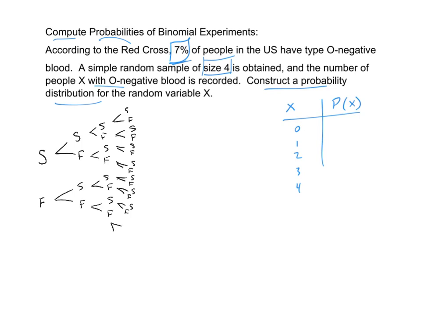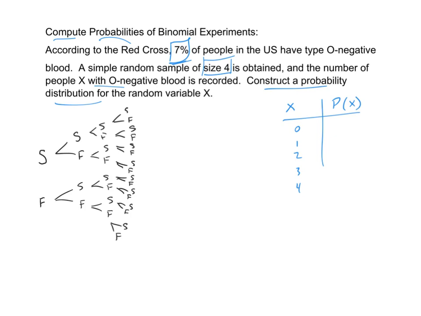Hopefully you're able to draw this. Whoops, that should be an S. A little bit neater than I am. So you can see here that if you count the last column, we have 16 different outcomes, because those different people can have O negative blood. The successes and fails can be arranged differently through my sample of size 4. Okay, so that top row, success, success, success, success, represents all 4 people in my sample having O negative blood. That's this 4 over here.